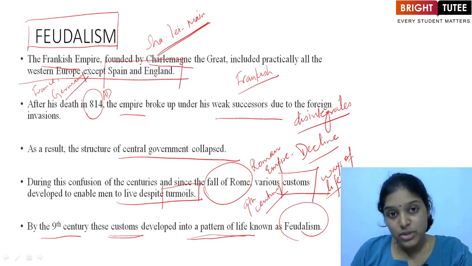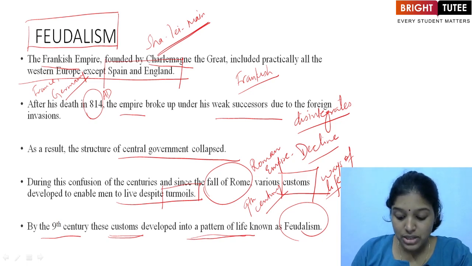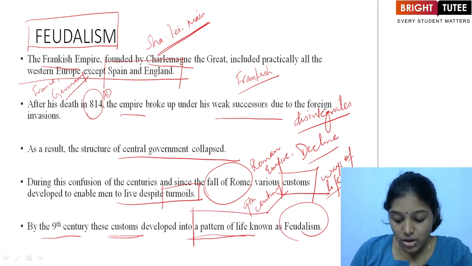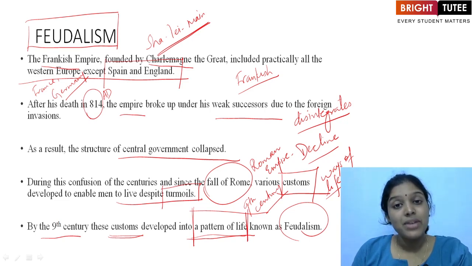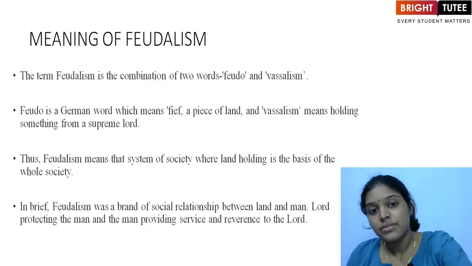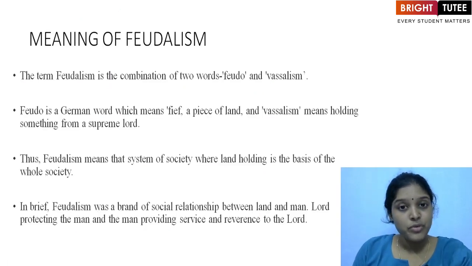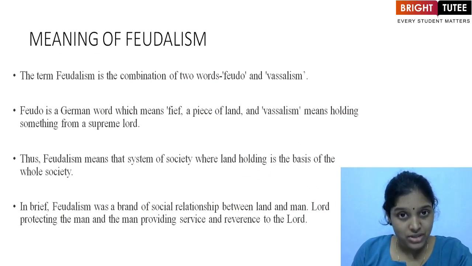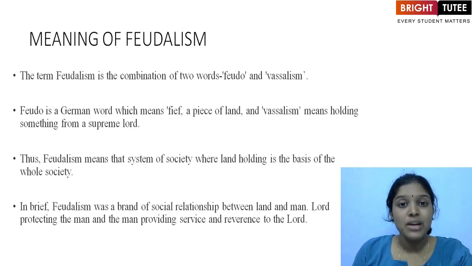Here, the book defines feudalism as a pattern of life which develops around the 9th century AD to deal with the particular kind of political changes which happen in and around this time. So feudalism has emerged as a new way of social structuring, a new way of life.